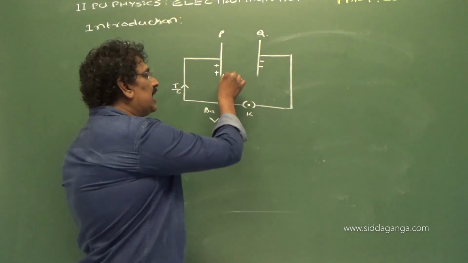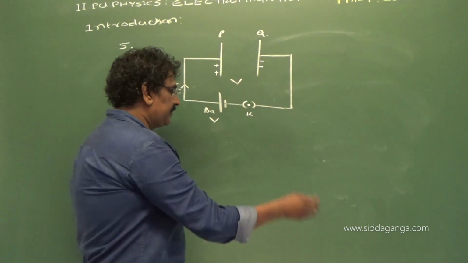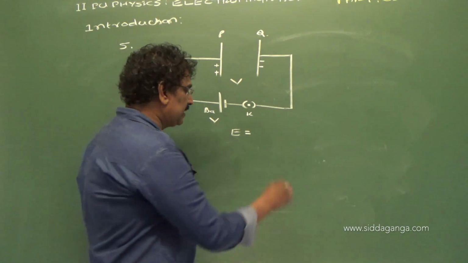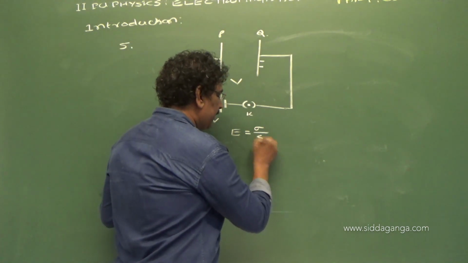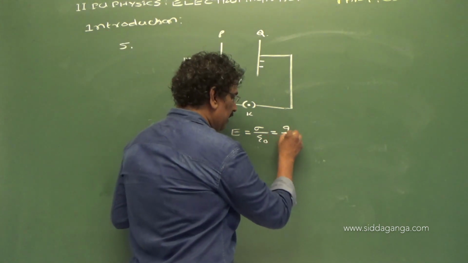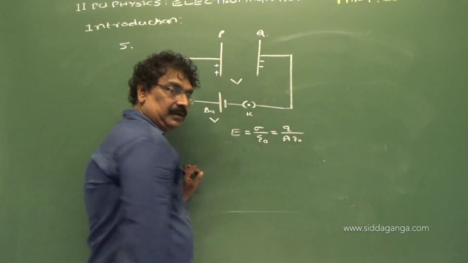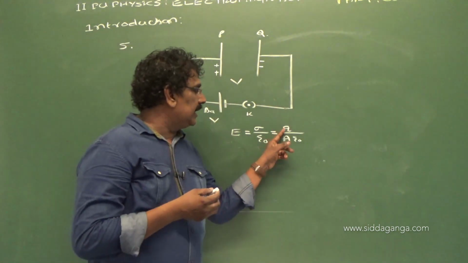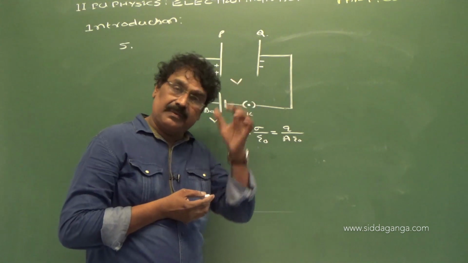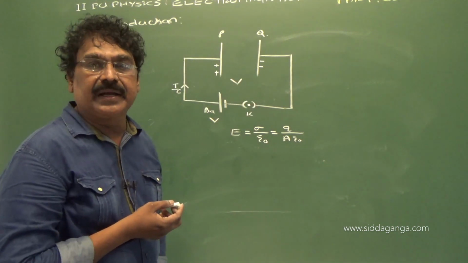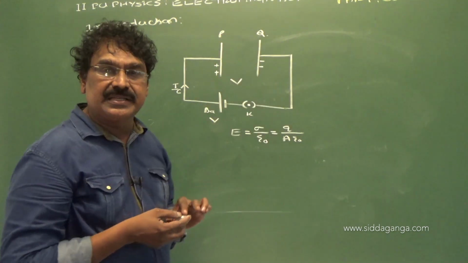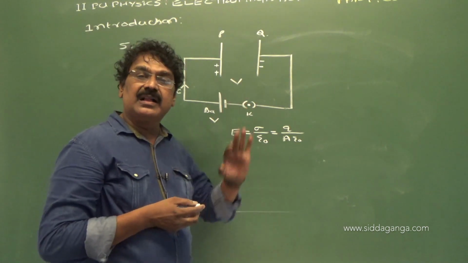So when the charge between the plates increases, there is an electric field between the plates of the capacitor. E is equal to sigma by epsilon naught. Now this E is equal to sigma, that is Q by A into epsilon naught, where Q is the charge on the plates of the capacitor and A is the area of the plates, which we have derived while studying capacitors. Now the thing here is, as the charge increases, the electric field also increases.